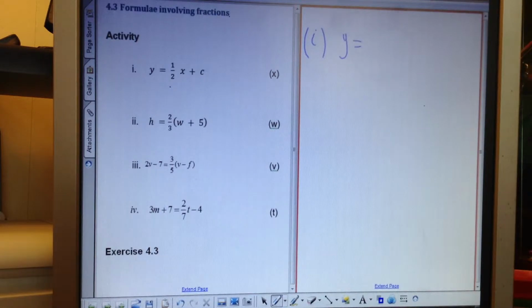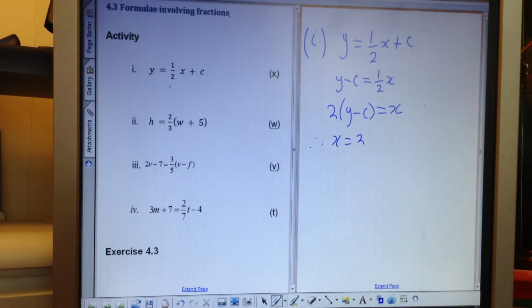y equals half x add c. We want to make x the subject. So we subtract c from both ends. So we have y minus c, we're left with half x. Because it's half x, we times by 2 to get rid of the half. So we times by 2. So we get 2 into y minus c equals x. So we are done. Therefore our subject is x equals 2 into y minus c.